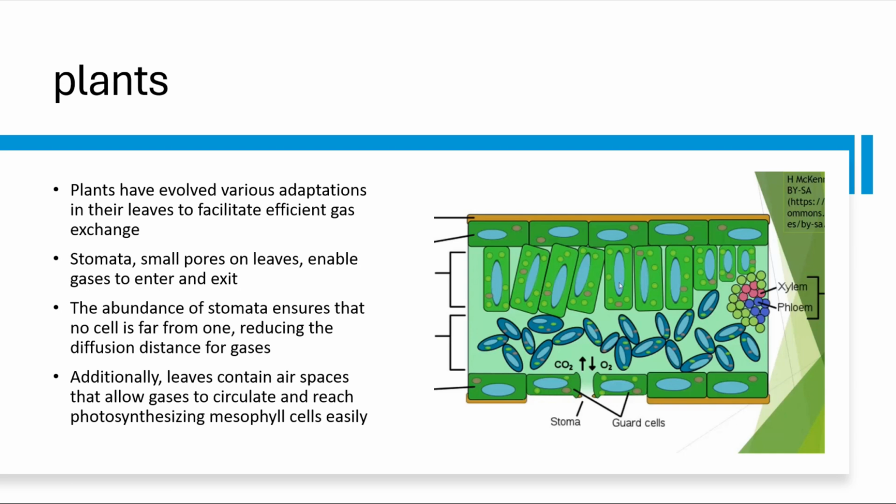Plants have evolved various adaptations in their leaves to facilitate efficient gas exchange. One thing is stomata. Stomata are like the spiracles. They're small pores on leaves which enable gas to enter and exit.